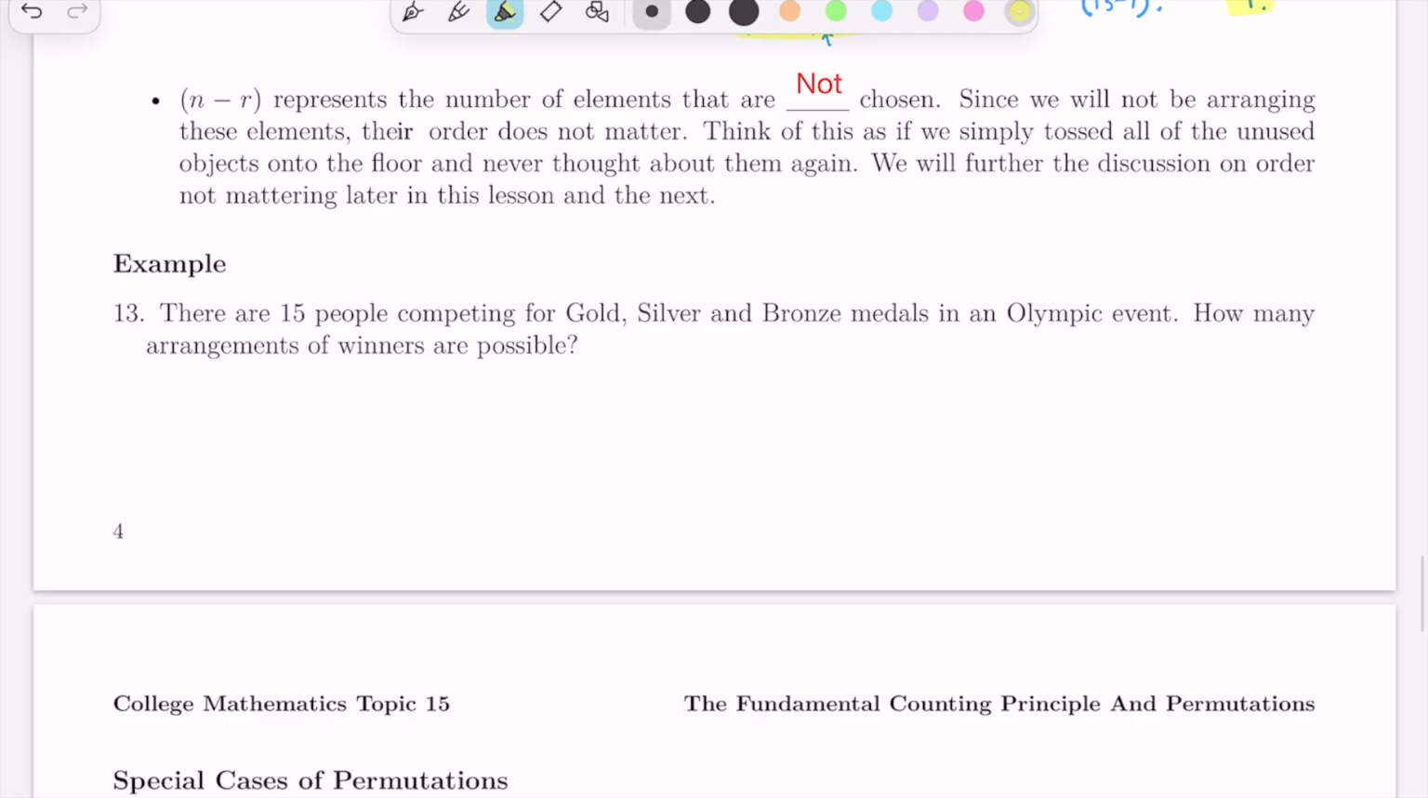So let's do another one here. There's 15 people competing for gold, silver, and bronze medals in an Olympic event. How many arrangements of winners are possible? How many ways could these medals be handed out? Well, I see there's 15 people all competing for these 3 medals. And if we wanted to think about it one way, we'd say gold, silver, bronze. There's 15 people that could get gold. There's 14 people who could get silver, and 13 people could get bronze. Remember, you can't get a gold and a silver and a bronze. That's why the number decreases 1 each time.